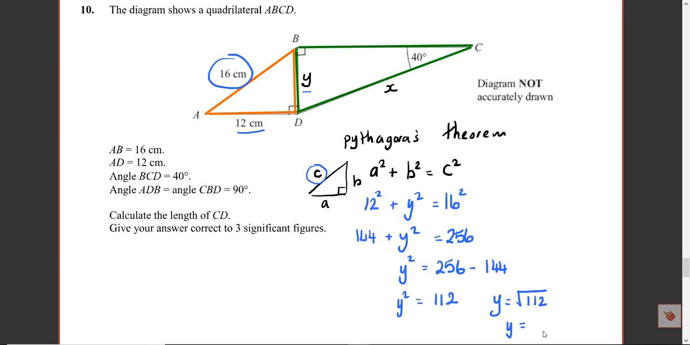you need your calculators. It can't be a negative, you're right. It's not 11. 10.58, so should we say 10.6? Makes sense? Okay? Now I'm going to put that up on my diagram. So y is 10.6.